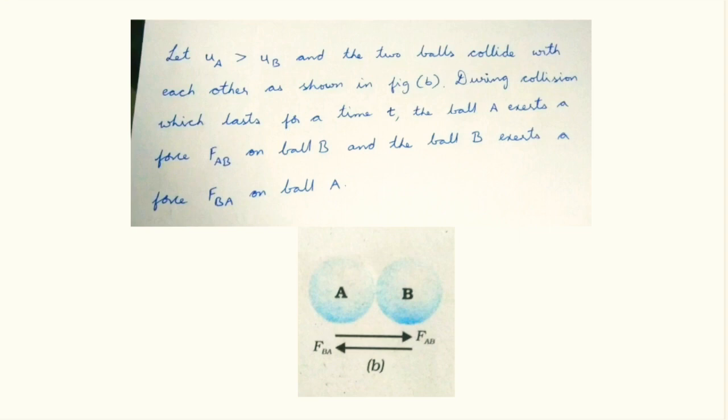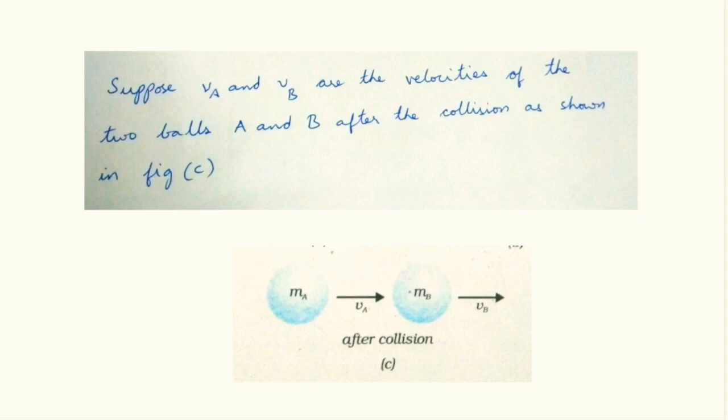Due to this, the two balls collide with each other for a time t seconds. During this collision, the ball A exerts a force FAB on ball B and the ball B exerts a force FBA on the ball A. Now, as shown in figure C, VA and VB are the final velocities of the two balls A and B after the collision.